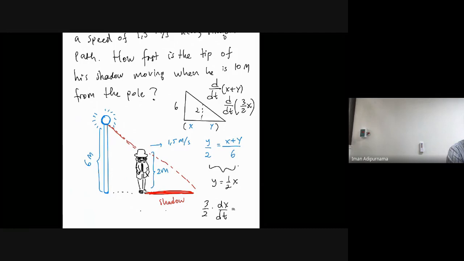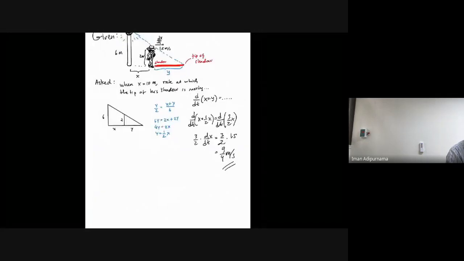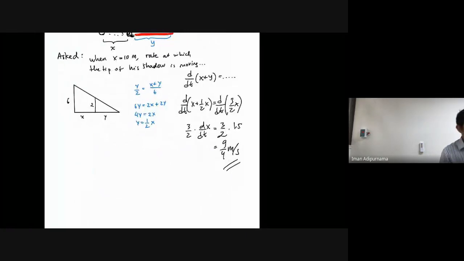So dx/dt is our 1.5. So this is 1.5. So it will be 4.5 over 2. It's meters per second. Or I will show you the whole thing I did.